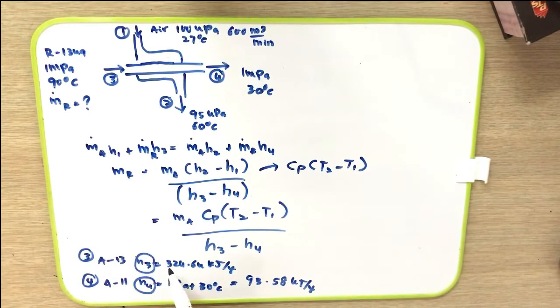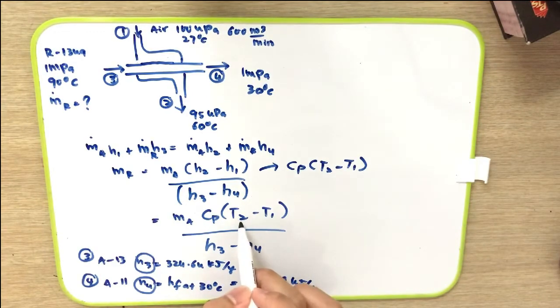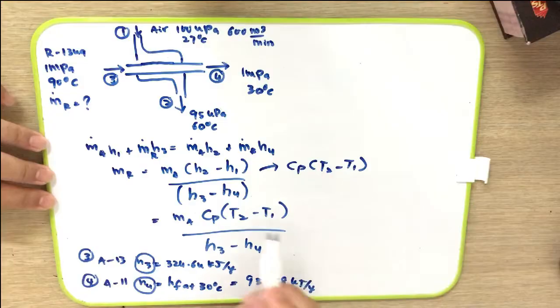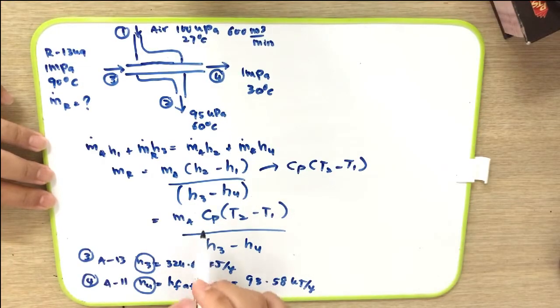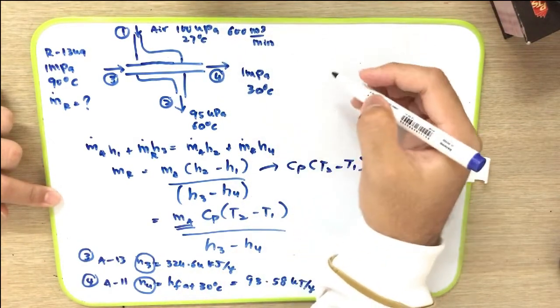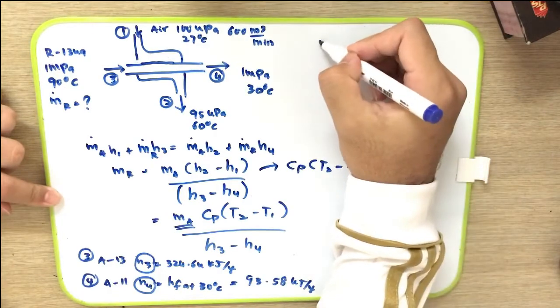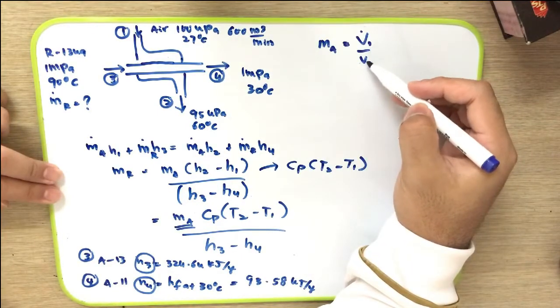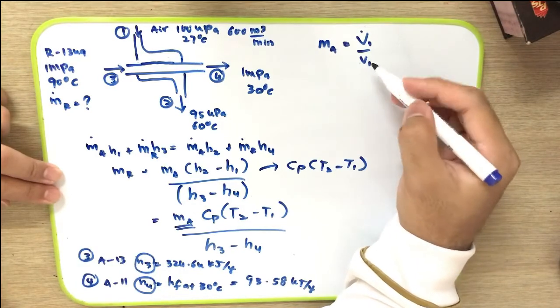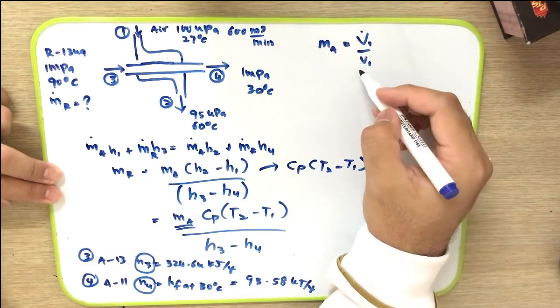Then we can substitute into this equation, and we can substitute also the T2 and also T1 at the air stream. But before we can solve this, we need to find first the mass flow rate for air, because we are given the volumetric flow rate. So m for air we can find through this equation, volumetric flow rate over specific volume, but the specific volume is not given, so we need to find first the specific volume.